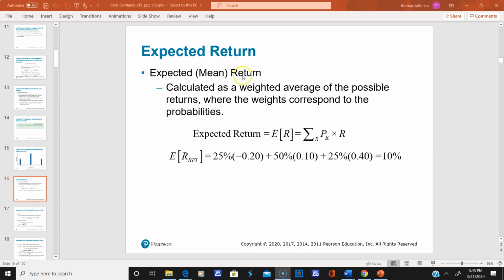So this is the first equation we've got to worry about, right? And we're on slide 16 here. And again, all this means is take the probabilities times the returns, multiply them, and then just add all three of them up, right? Look, 1, 2, 3. And you get an expected return of 10%, right? Okay, so if anybody doesn't understand that, let me know.